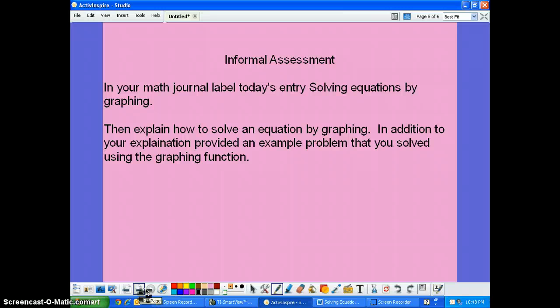In your math journal, label today's entry, solving equations by graphing. What I would like for you to do is explain how to solve an equation by graphing. In addition to your explanation, provide an example that you solve using the graphing function. So make sure that you explain each step of the way: what you do when you first adjust your window, then tell me how to enter the equation into y1 and y2, and then tell me how to graph, and then tell me how to find the answer.